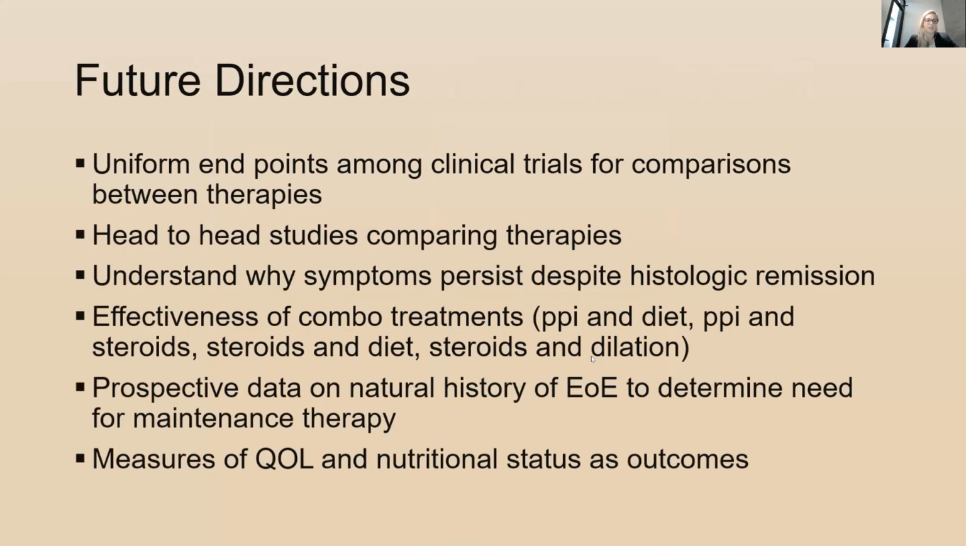Our future directions, well, we need to have uniform endpoints among clinical trials for comparisons between therapies, and we need head-to-head studies for therapies. We need to understand why symptoms continue despite histologic remission, and what the effectiveness of these combination treatments, PPI and diet, PPI and steroids, are for patients. We still need prospective data on the natural history of EoE to determine who actually needs maintenance therapy and why. And then we truly need measures of quality of life and nutritional status as outcomes, more than primarily the histologic outcomes that we've looked at so far.